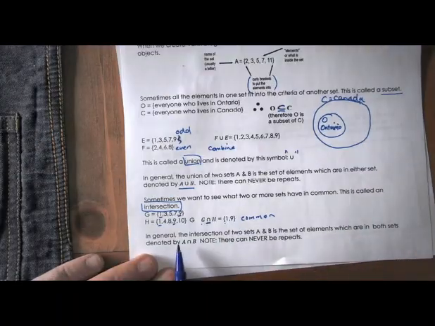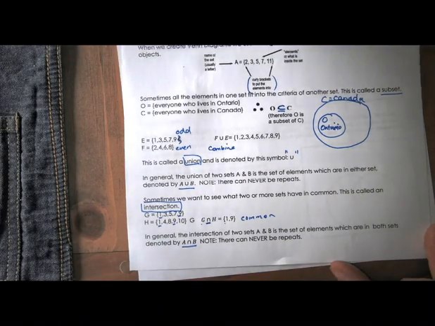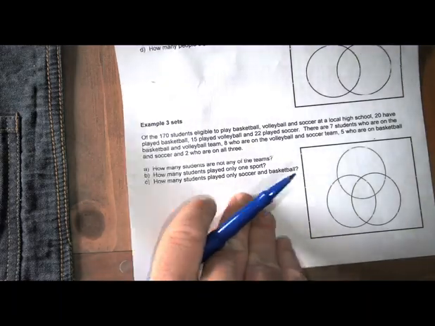Okay, so in general, the intersection of two sets A and B is the set of elements that are in both sets, denoted by that symbol. So they have to be in both. And again, there can't be any repeats. So that's the knowledge. How do we put this into practice?